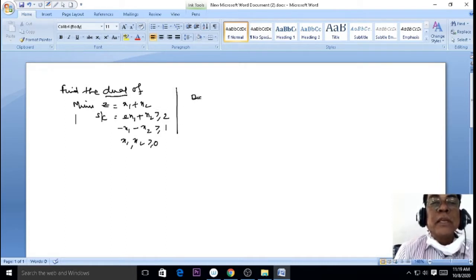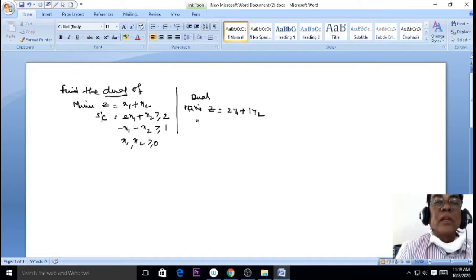Dual means opposite values. If the question is given minimization, you have to write down maximization. Z is equal to, take these two values after, so 2y1 plus 1y2. Now subject to constraints. The first column value is 2 and minus 1, so here is 2y1 minus y2, and the corresponding value in the minimization objective function is 1. So first you write down 1.